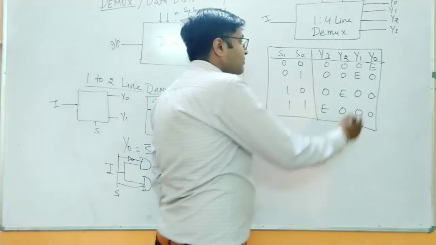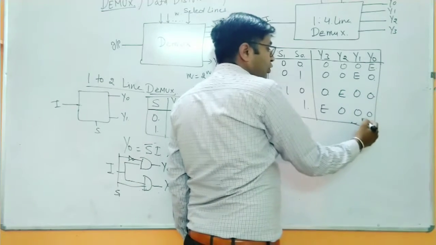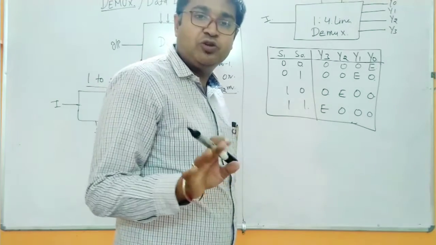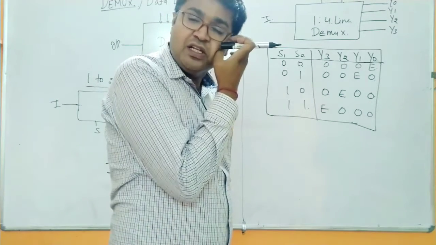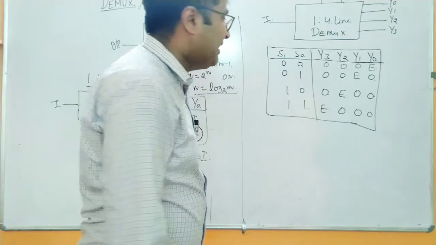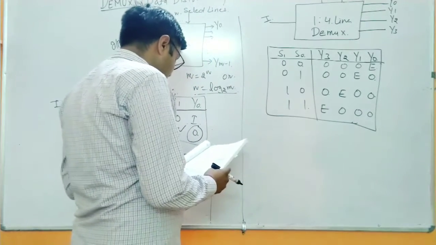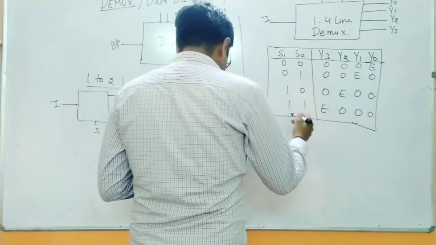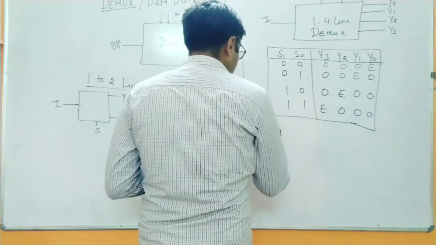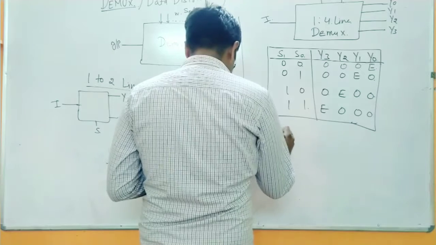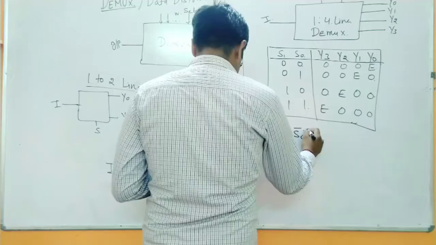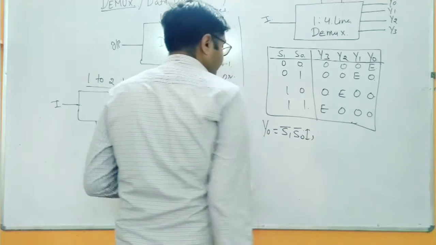Now this is how the information will be provided to particular lines. Other lines will act as grounded, or there will not be any output provided to those lines. Now if you want to implement this circuit, you can say E or you can say I, that is okay. Now if you're talking about Y0, that is S1 bar, S0 bar, I.